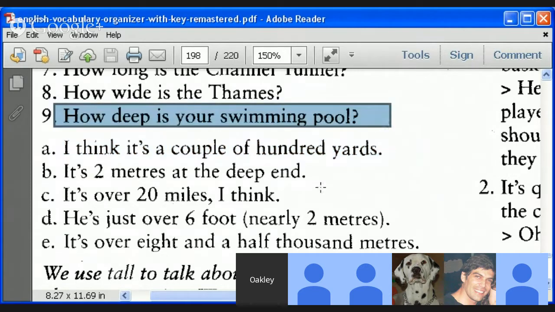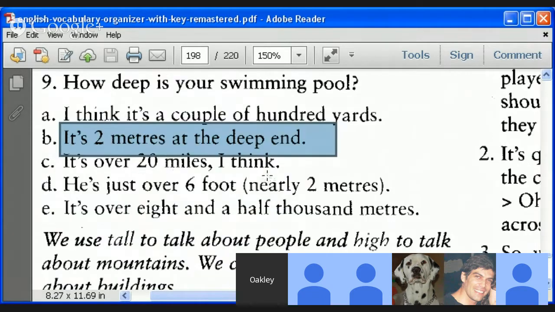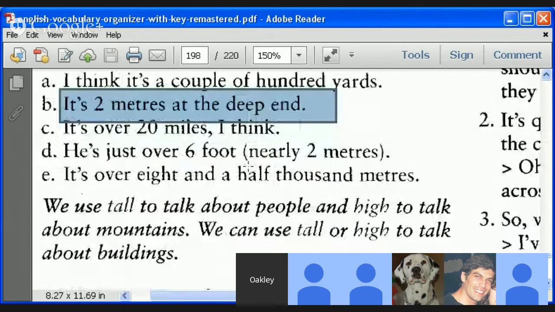Natalia, how deep is your swimming pool? Maybe it's B. It's 2 meters on the deep end. Okay, very good. Yes, of course, water we usually refer to as deep. Do you have a swimming pool, Natalia? No, in my home, no swimming pool. Okay. All right. Me neither.